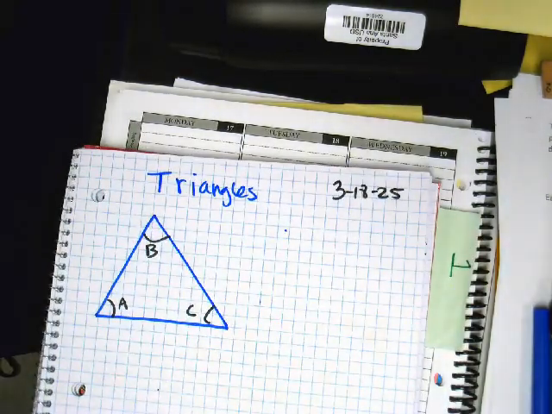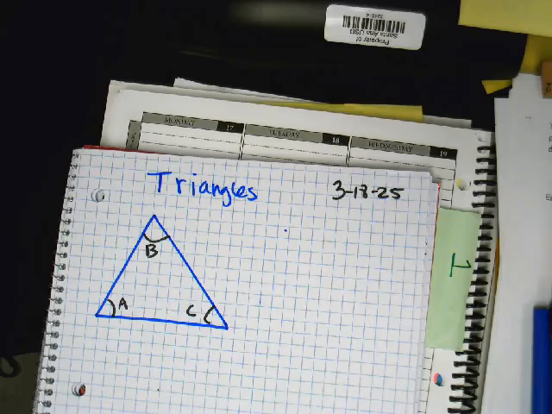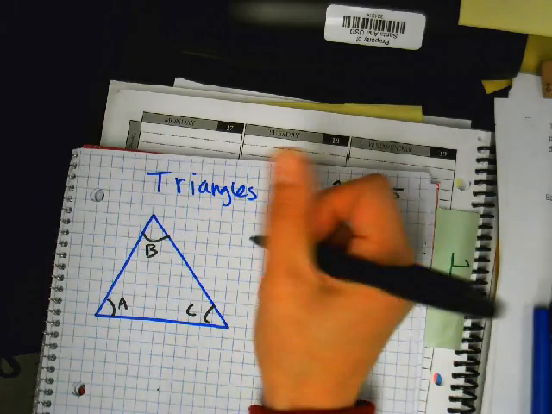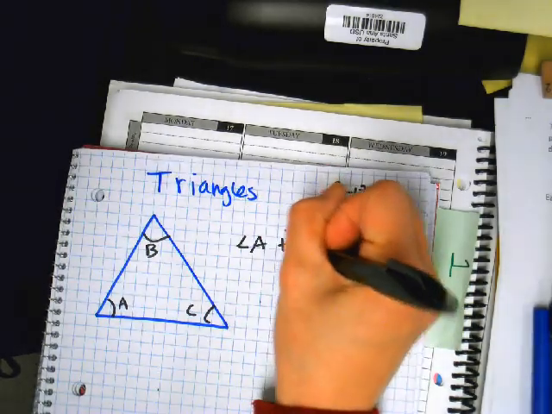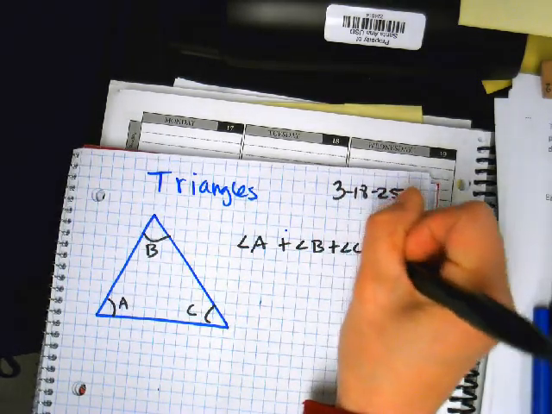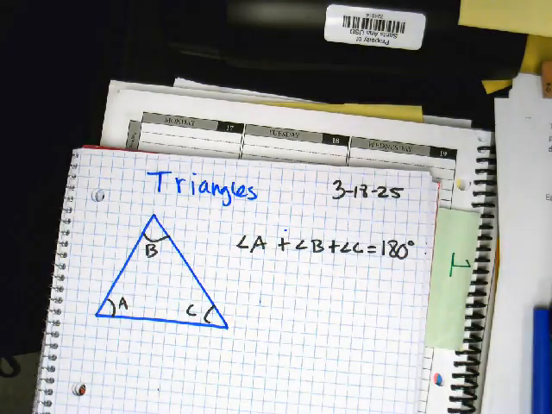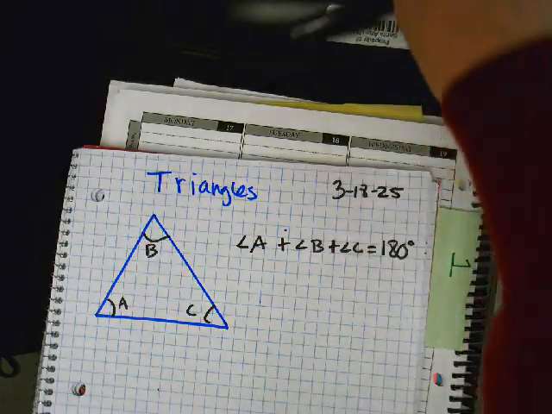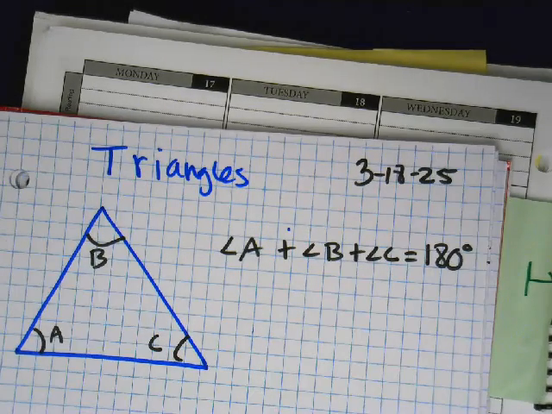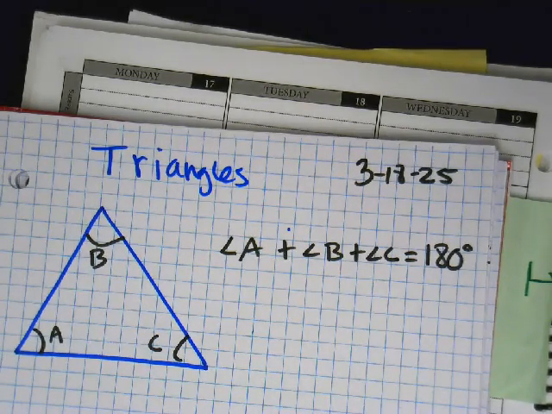Yes. So some of you might know this to help us out. If you have a triangle and you add up all of the angles in a triangle, what's the sum? If I add up angle A plus angle B plus angle C, it has to equal 180 degrees. All triangles, if it's a proper triangle, must add up to 180 degrees. So it actually ends up being a straight angle.